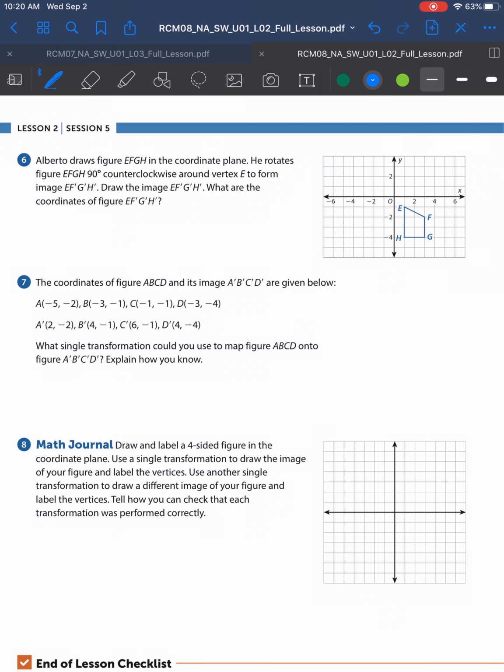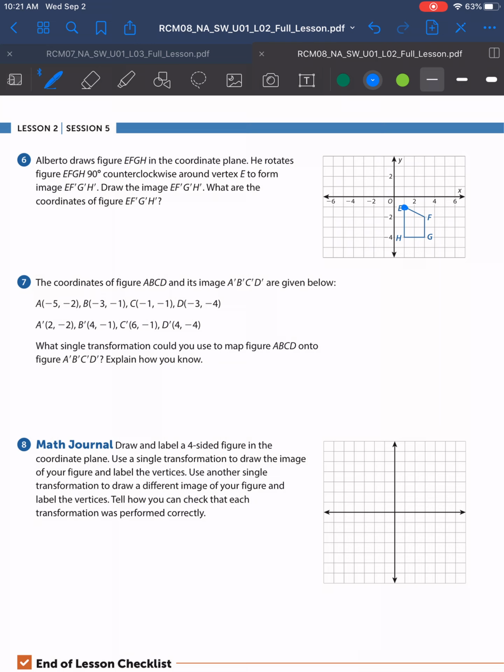Alberto draws figure EFGH in the coordinate plane. He rotates EFGH 90 degrees counterclockwise. So going this way, 90 degrees, it's going to land up in here somewhere. From vertex E, oh, so E is the pivot. Ooh, nice. And he forms the image EFGH prime. Draw the new image, and what are the coordinates of the new image?